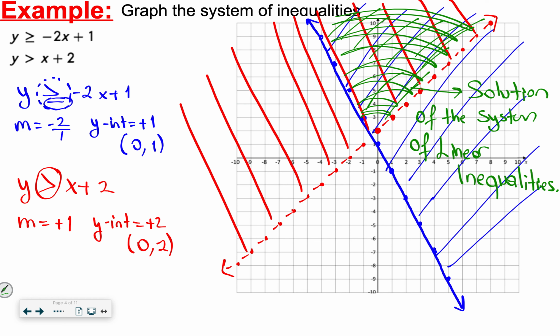For example, let me choose one point from the green area. The point is here. This point is (1, 8). (1, 8) is one of the solutions of the linear inequalities. There are infinitely many solutions, but (1, 8) is one of them. And you can choose any other points as well. Next one.